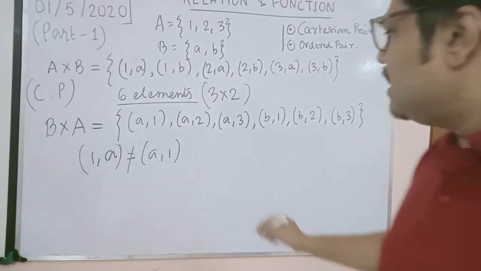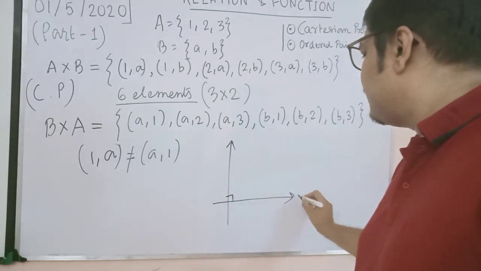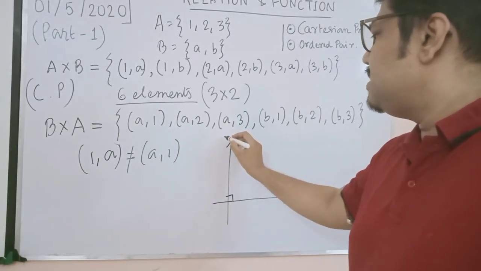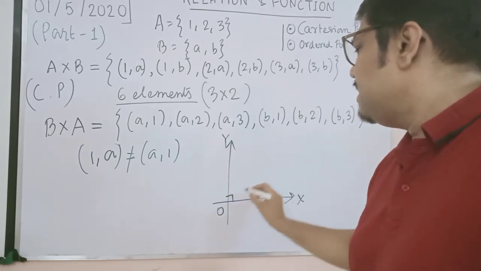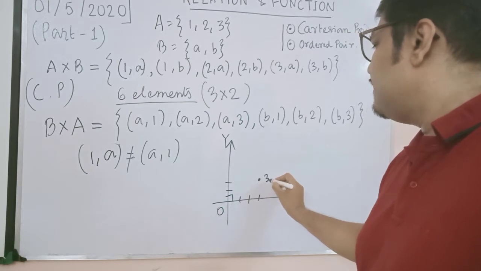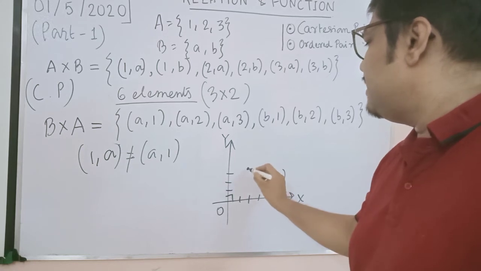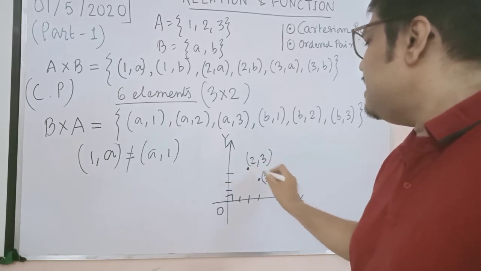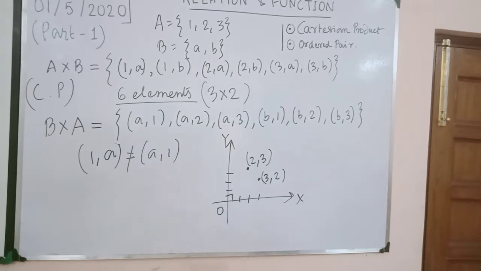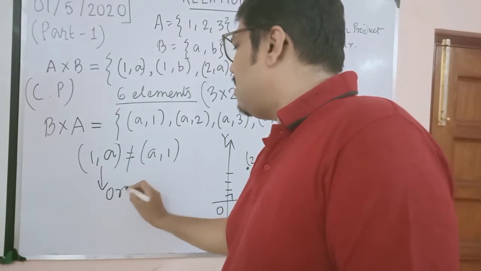Why so? Because in coordinate geometry, we get the XY system, and if you plot the point (3, 2), and then the point (2, 3), are they the same? (3, 2) and (2, 3) are not the same. That means the order is very important. That's why these are known as ordered pairs.